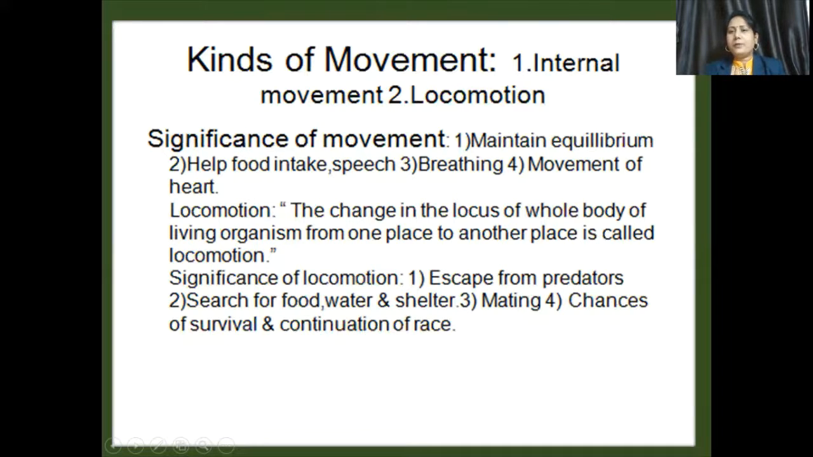Now the next point is locomotion. What do we mean by locomotion? The definition of locomotion is that the change in the locus of the whole body of a living organism from one place to another place is called locomotion.